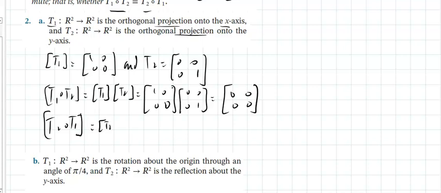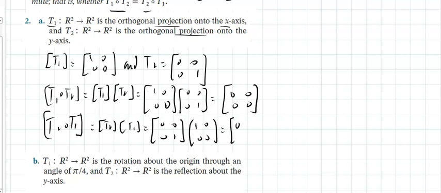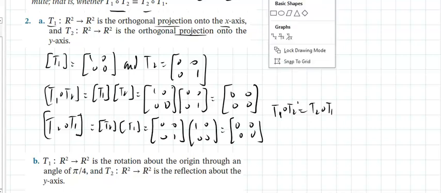That will be T sub 2, T sub 1: 0, 0, 0, 1, 1, 0, 0, 0, 0, that's 0, 0, 0, and 0. So in this case, they match. In this case, it seems you could switch them.